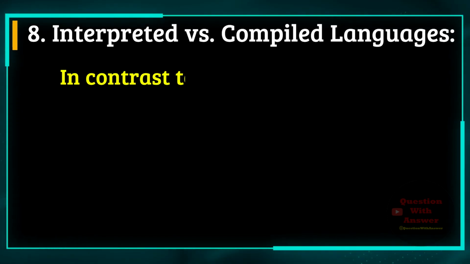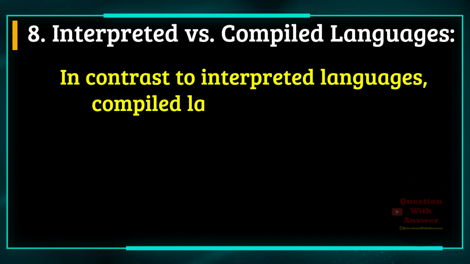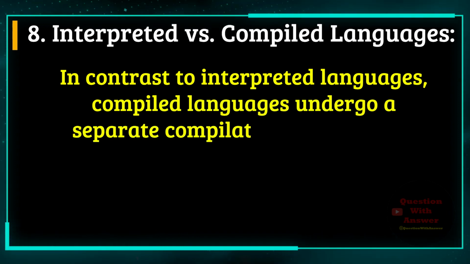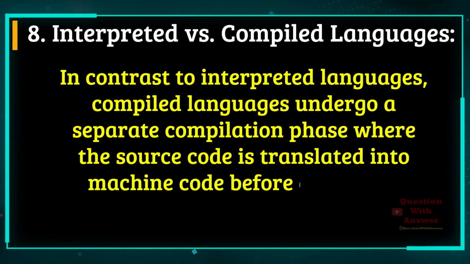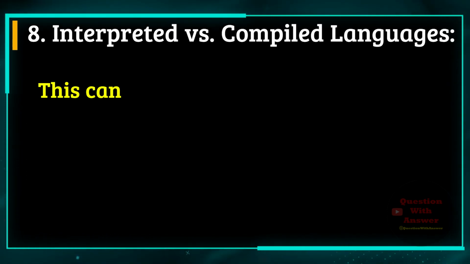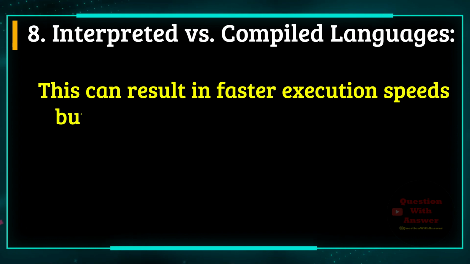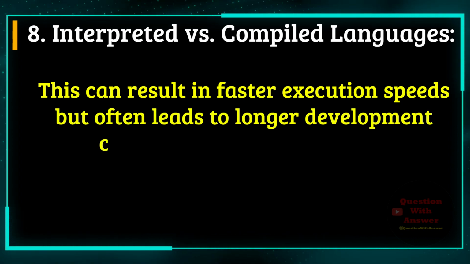8. Interpreted versus compiled languages. In contrast to interpreted languages, compiled languages undergo a separate compilation phase where the source code is translated into machine code before execution. This can result in faster execution speeds but often leads to longer development cycles due to the compilation step.